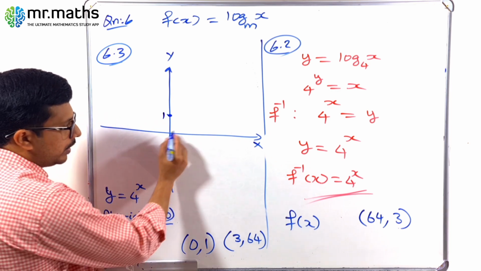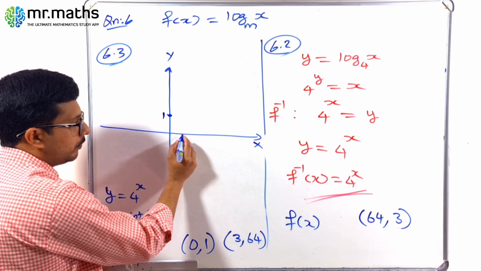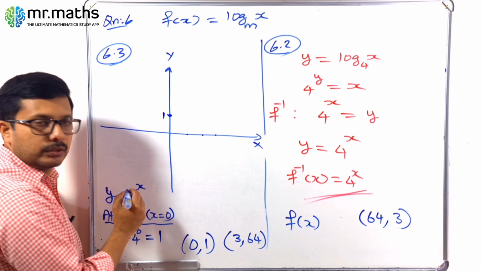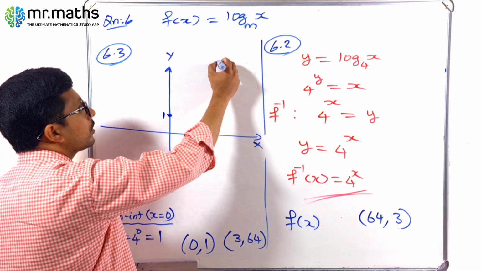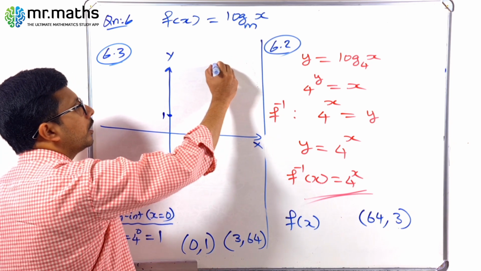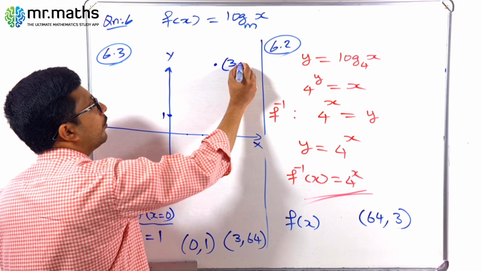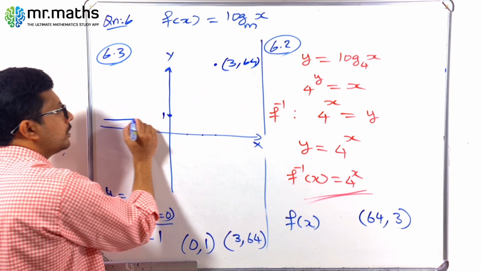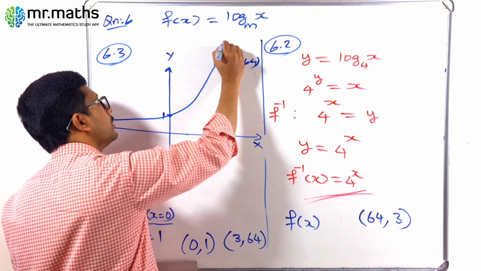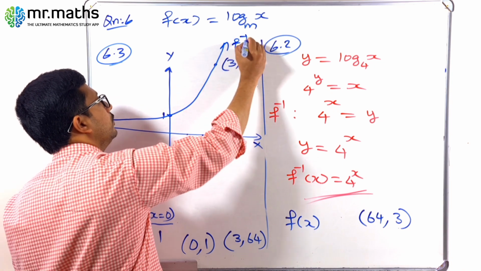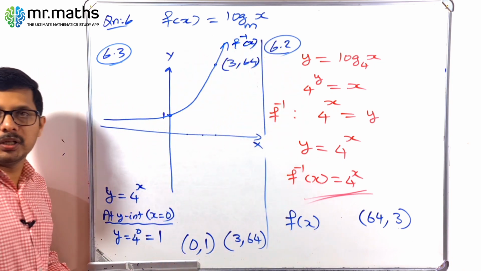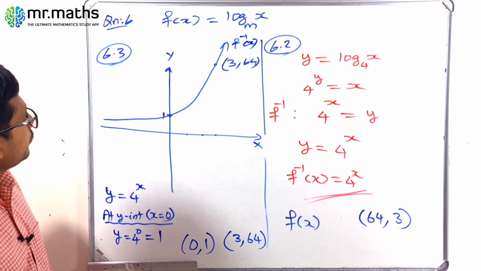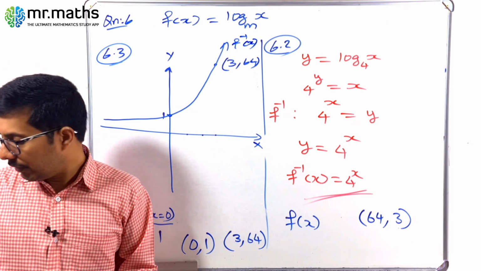3 comma 64: 3 is very close, 1, 2, 3. Then 64 is somewhere there on top. This is 3 comma 64, so this is our graph, f inverse of x. Okay, so that is question number 6.3.